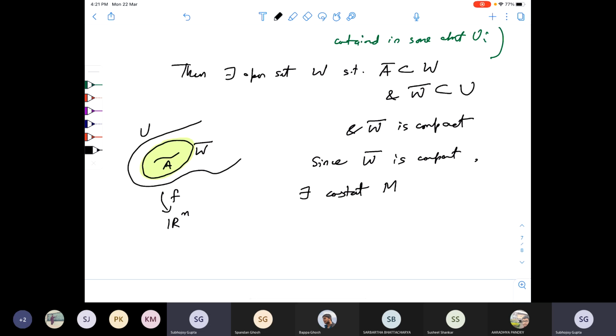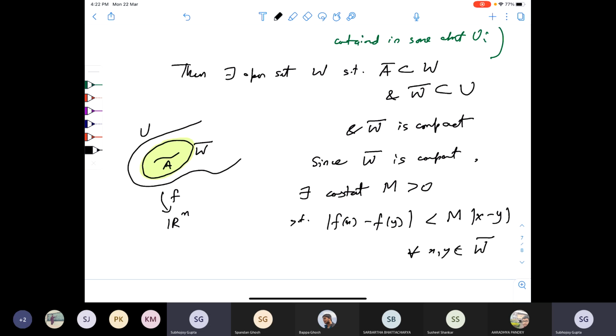In particular, there's some constant m such that |f(x) - f(y)| is strictly less than m times |x - y|. This is something that we've seen: if you have a smooth map defined on some compact subset of Rn, then you have a bound on derivatives, and once you have a bound on derivatives, you have this sort of Lipschitz condition.